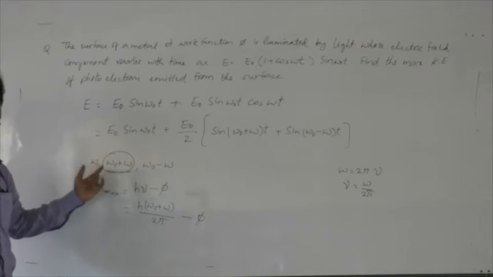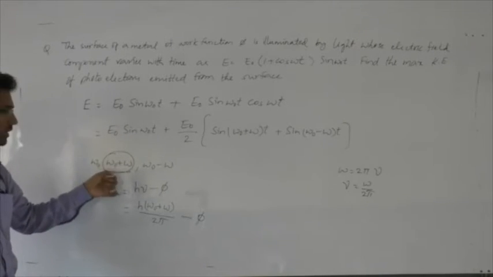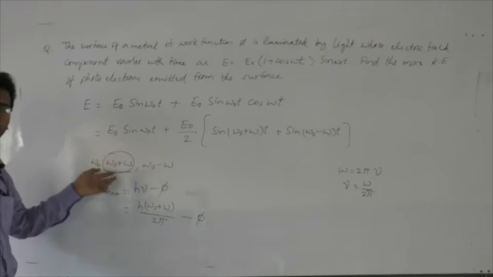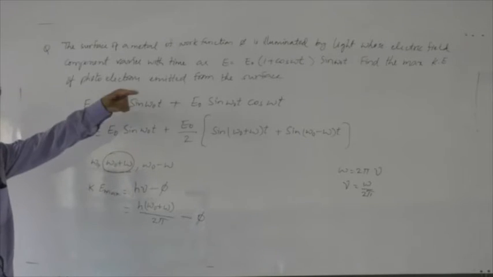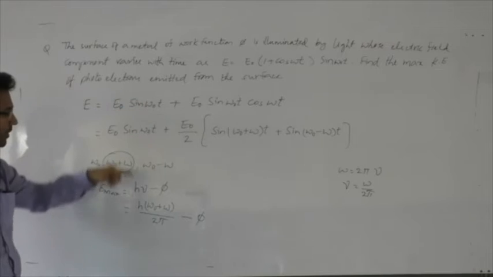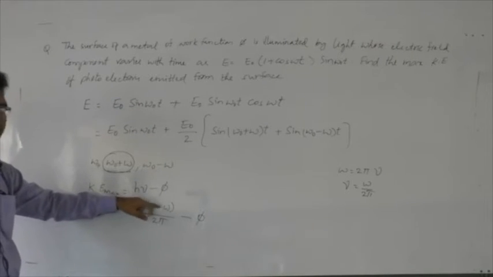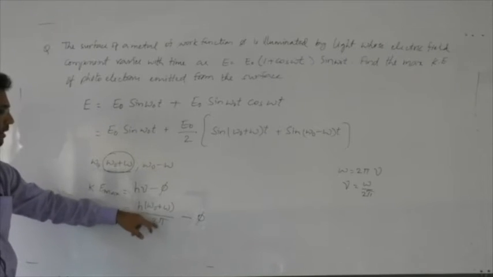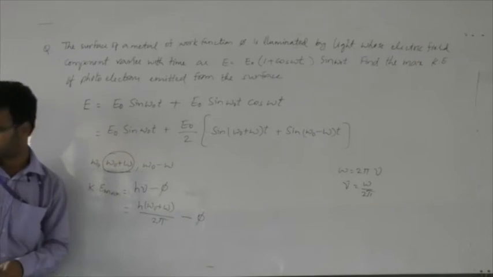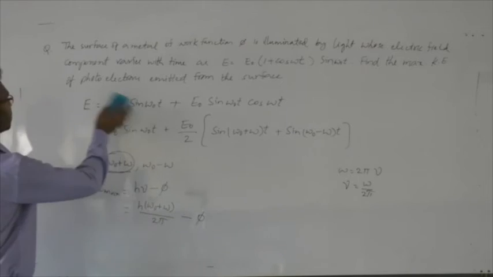So this will be the maximum kinetic energy for the photoelectrons ejected. Since 3 different frequencies are there, we have to choose the frequency which is maximum. Because of that maximum value for the frequency, you get the maximum kinetic energy for the photoelectrons. So the final Ke maximum will be h times (omega naught plus omega) by 2 pi, minus phi. That's it. Moving on to next one.